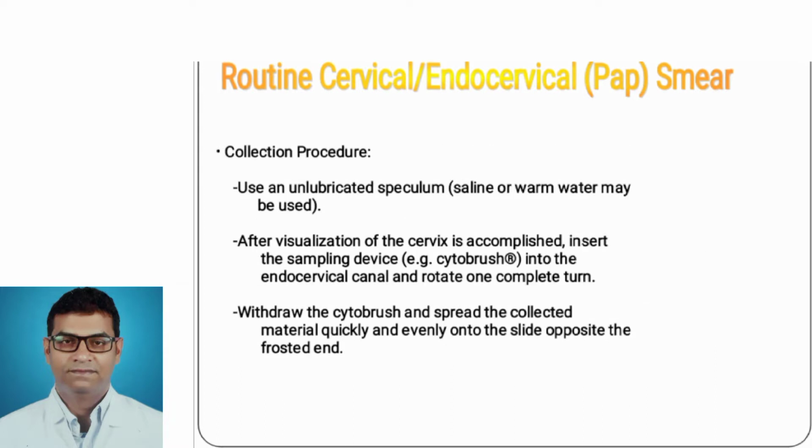Collection procedure. It is usually done with an unlubricated speculum. Saline or warm water may be used. After visualization of the cervix, insert the sampling device into the endocervical canal and rotate one complete turn. Withdraw the cytobrush and spread the collected material quickly and evenly onto the slide opposite the frosted end.